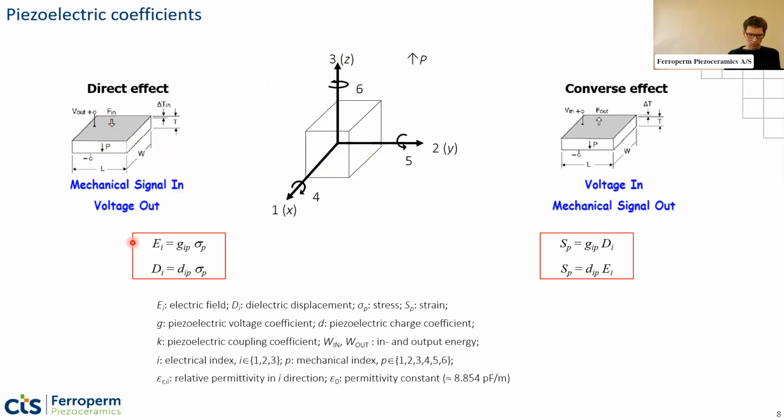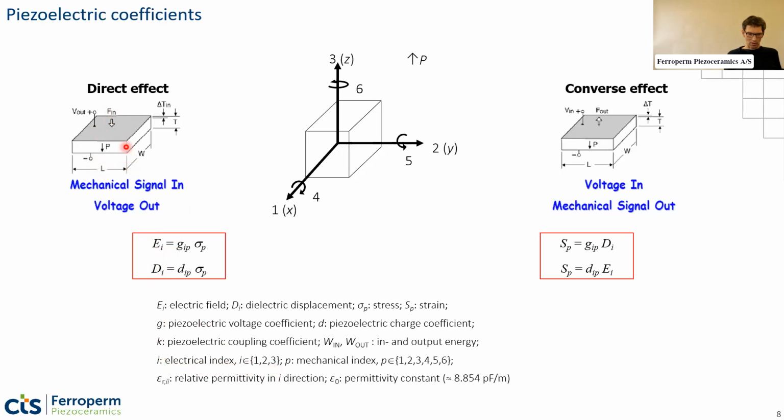Then back to the equation. If you want to find the electric field E in this direction, again, let's look at the 3 direction, like indicated here. You have an electrode on top and on the bottom. Then, as I said, this is also the 3 direction. So in that case, I, the electrical index, will also be 3.